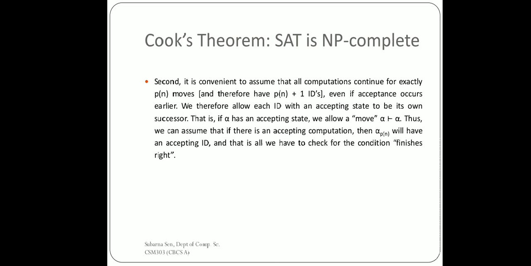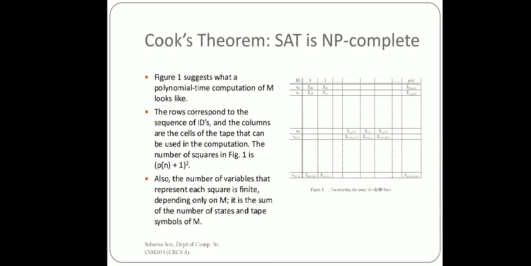Now let us see a figure and what it is suggesting. You can see here one block is having IDs, right? If you focus on the columns, they show the different IDs present, and row-wise they show how many moves we have to compute, right? So here a polynomial time computation will look like this.